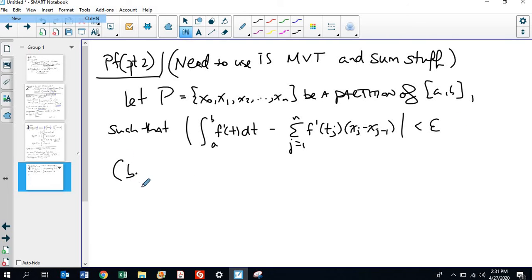And that's by the definition of integrability, right? Remember the definition of integrable, right? F prime is integrable.